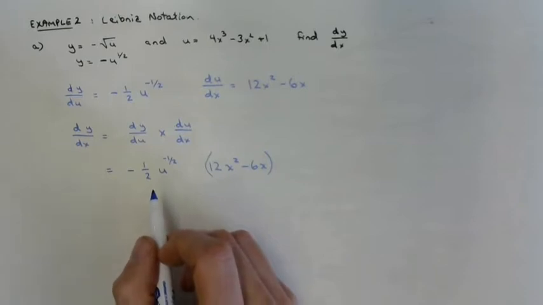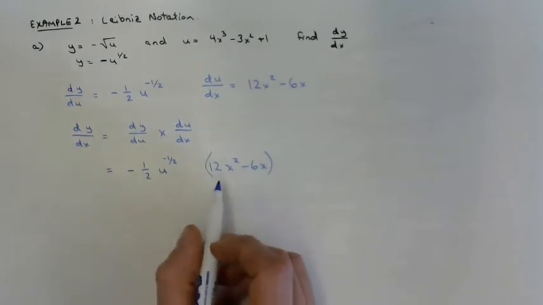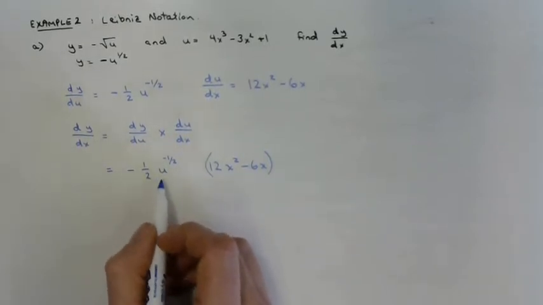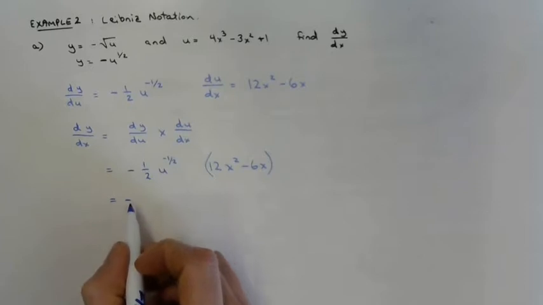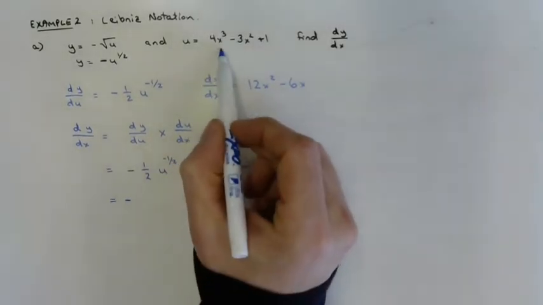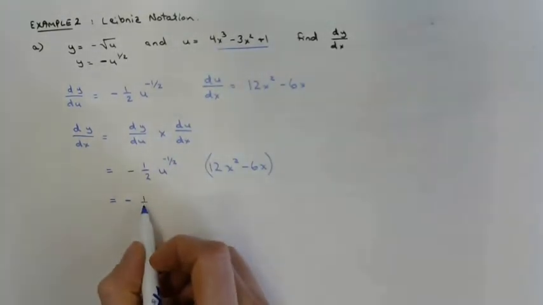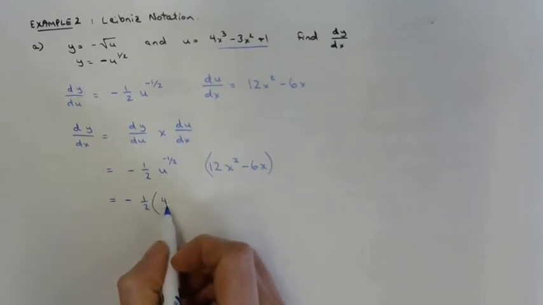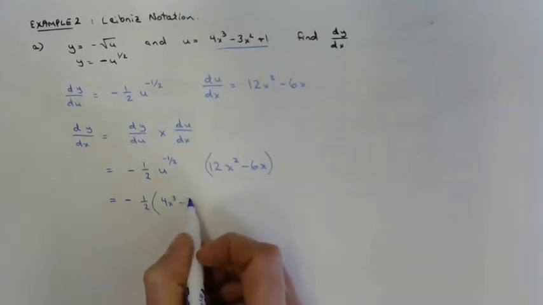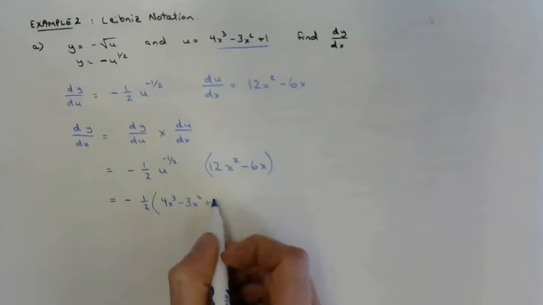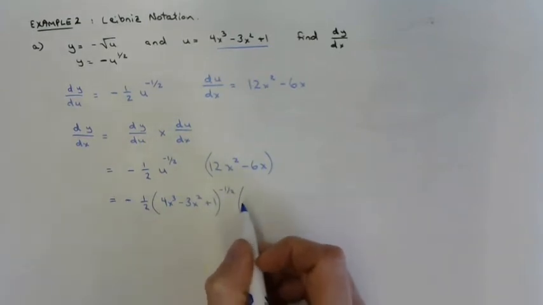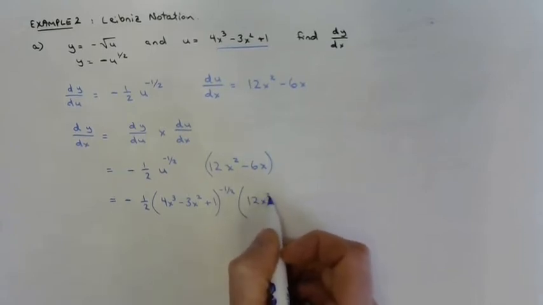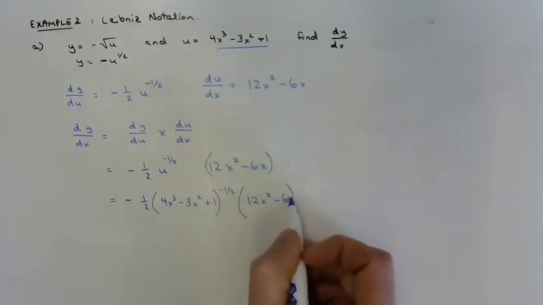Okay, because we want to express this in terms of x, at this point we're going to take this u and replace u with what it actually equals, the function that it is, which is right here. So we've got negative 1/2 times 4x cubed minus 3x squared plus 1 to the power of negative 1/2 times 12x squared minus 6x.